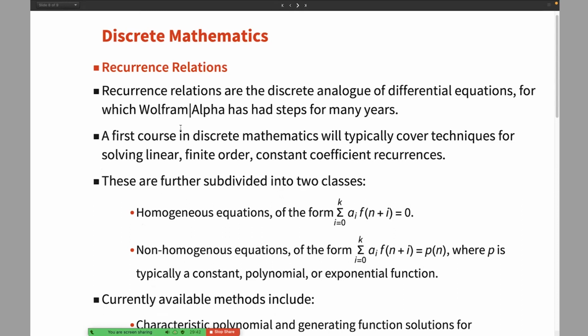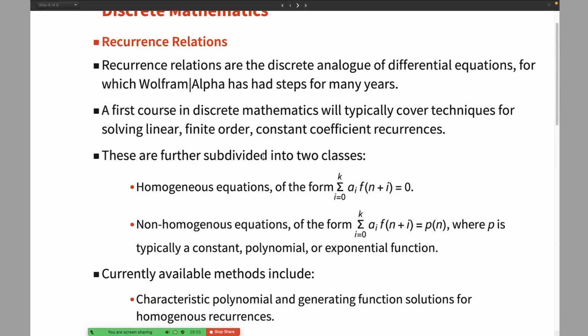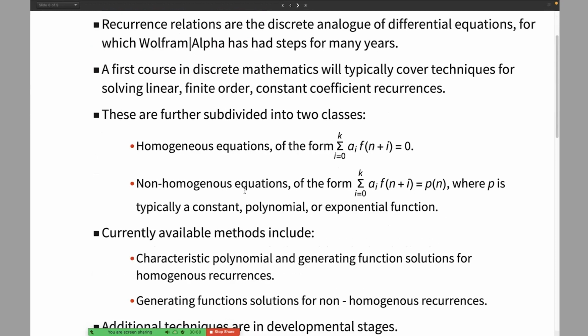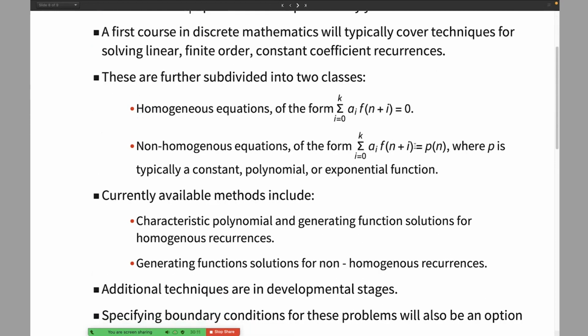A first course in discrete mathematics will typically cover 3 to 4 techniques for solving linear, finite order, constant coefficient recurrences. We have so far implemented 2, which I will talk about below. These recurrence relations are typically subdivided into 2 classes: homogeneous ones, where they can be written in the form of an equation equal to 0, and non-homogeneous equations, where our recurrence relation is equal to some function p independent of our unknown function f, where p is typically a constant, polynomial, or exponential function.